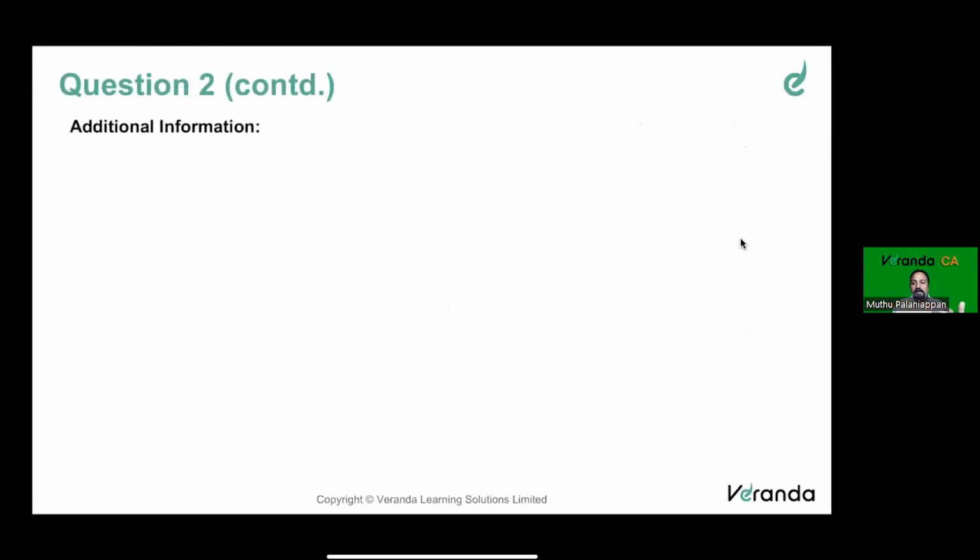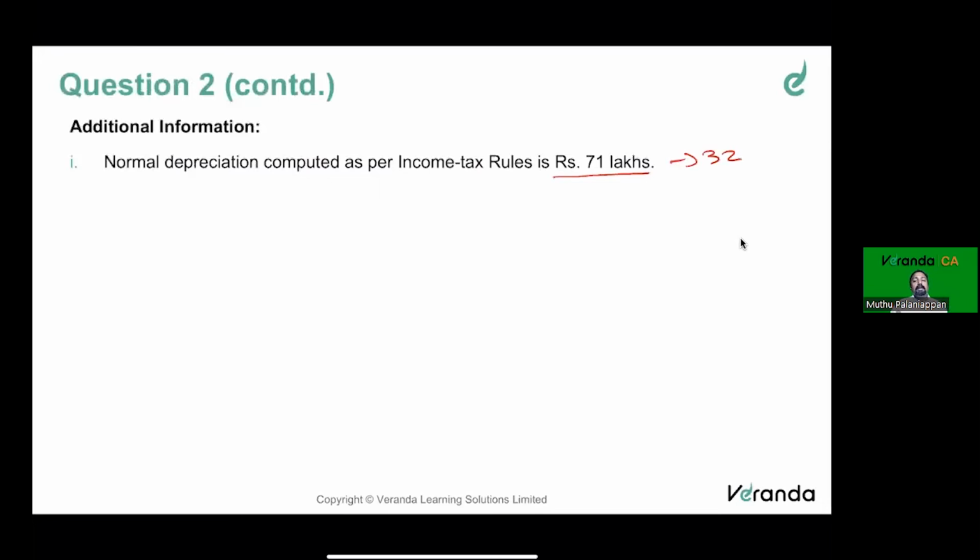Similarly, as we discussed, there is some additional information. What are those? Normal depreciation computed under section 32 is 71 lakhs. It does not say whether it adjusted that scrap of 3 lakhs or not. It did not give any clarity on that. So we can always take an assumption saying that either it was adjusted or not adjusted. The easiest assumption is saying that it's already adjusted.